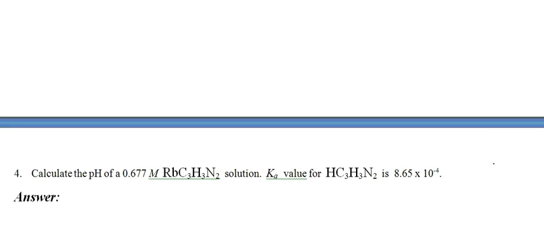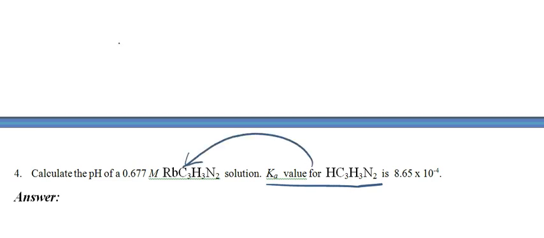All right, let's look at number 4. It says calculate the pH of a 0.677 molar rubidium, whatever that is, solution, and then it gives a Ka value. Okay, notice that you're given a K value here. You like that? A K value for something. So I gave you a K value for something you don't have.